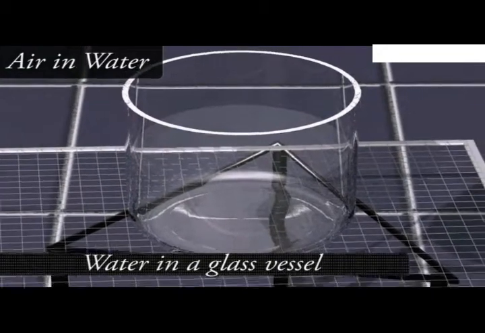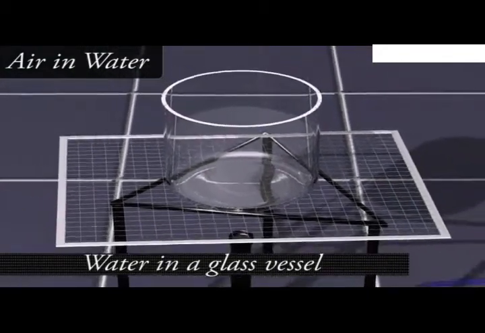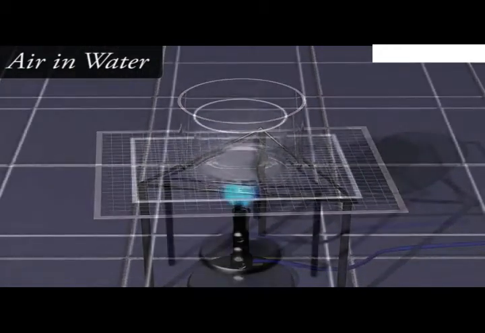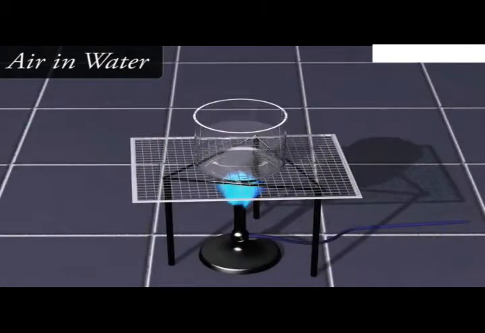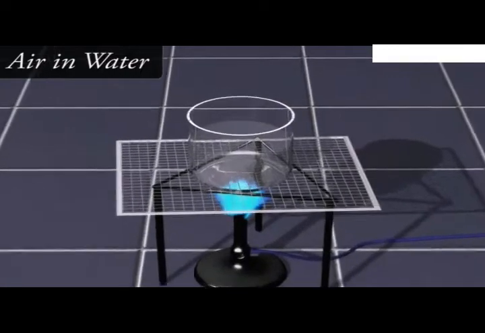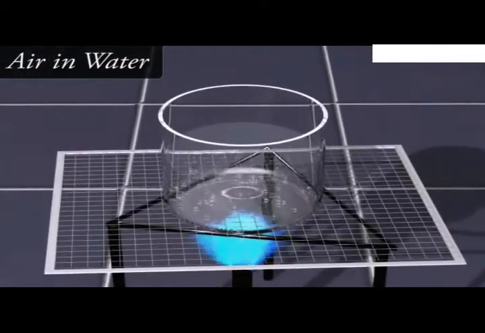Air in water. Take some water in a glass vessel. Heat it slowly on a gas burner. Watch carefully the inner surface of the vessel. Tiny bubbles are produced at the bottom of the vessel.